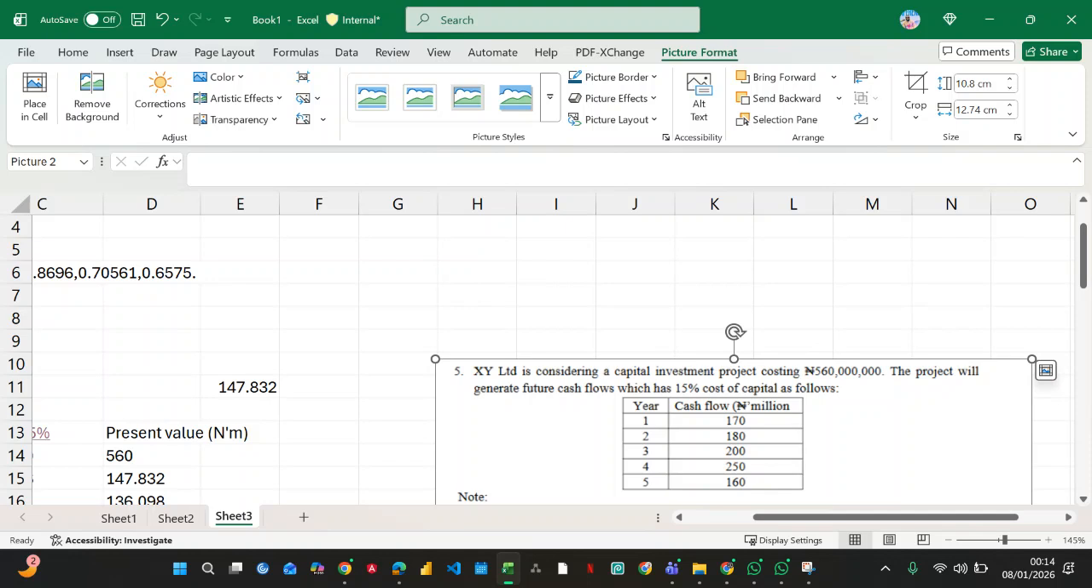So the advice now is that if the internal rate of return is greater than the cost of capital, you are going to accept. That is the decision rule. Let us write this: if the IRR is greater than the cost of capital, you accept the investment. Yes, you are going to accept the investment.